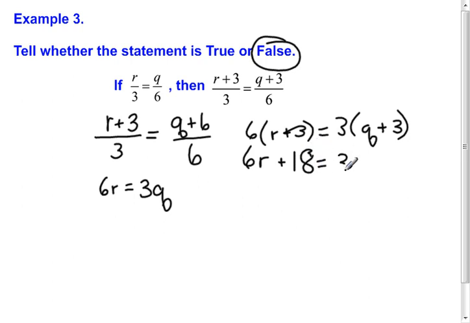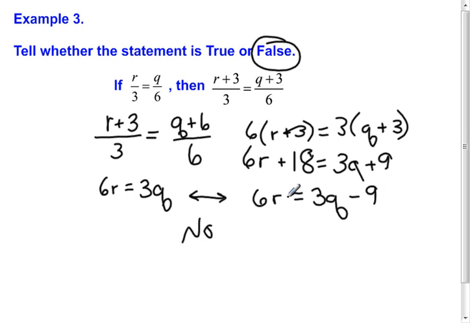All right, equals 3Q plus 9. I'll just move this 18 over, so I get 6R equals 3Q minus 9. Are these the same? And we'd say no, so they are not equivalent.